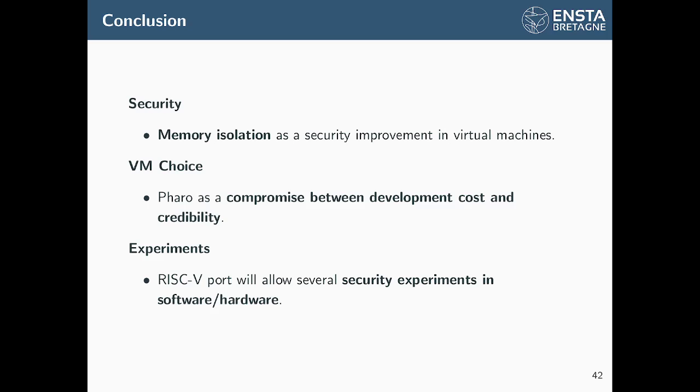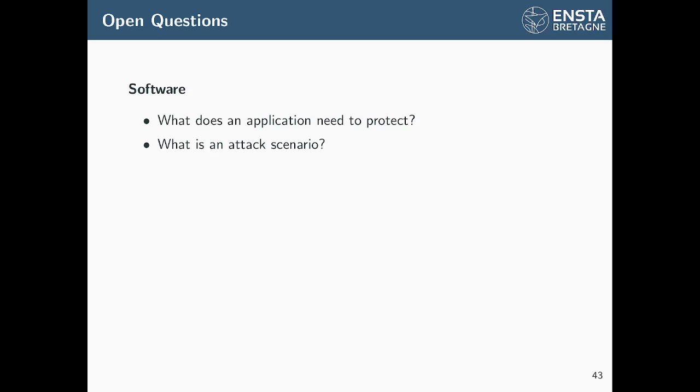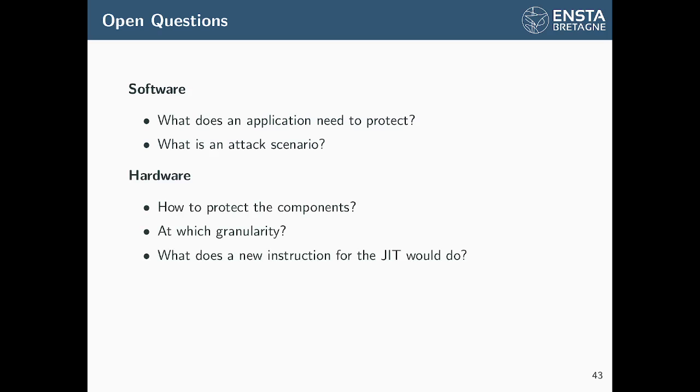And for the experiments, the RISC-V port will allow us to conduct some security experiments in terms of how we will choose the countermeasures, at which granularity. So as I explained, the memory protection keys, trusted environments, or embedding the two in an instruction. So there are still many open questions, both on the software side: what does an application need to protect, what is an attack scenario for a JIT compiler. On the hardware side: how to protect the components, at which granularity, and what would a new instruction for the JIT compiler do.